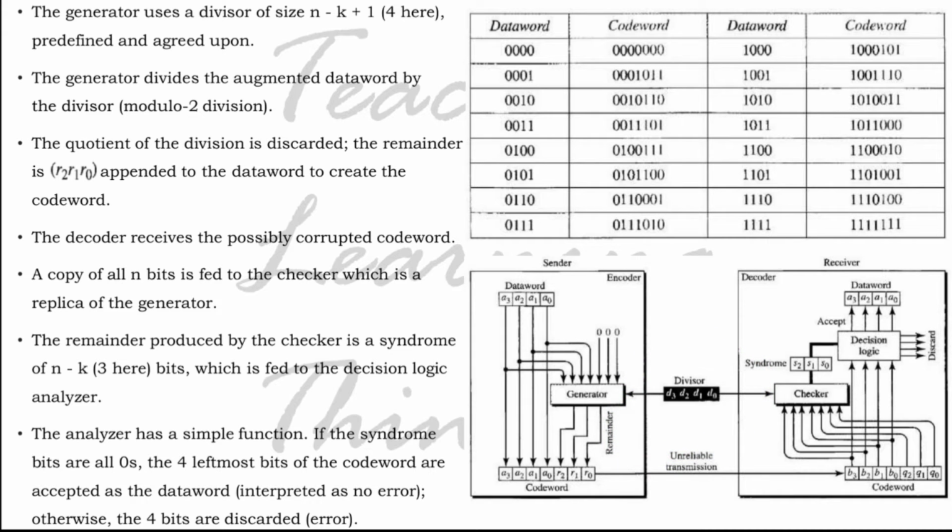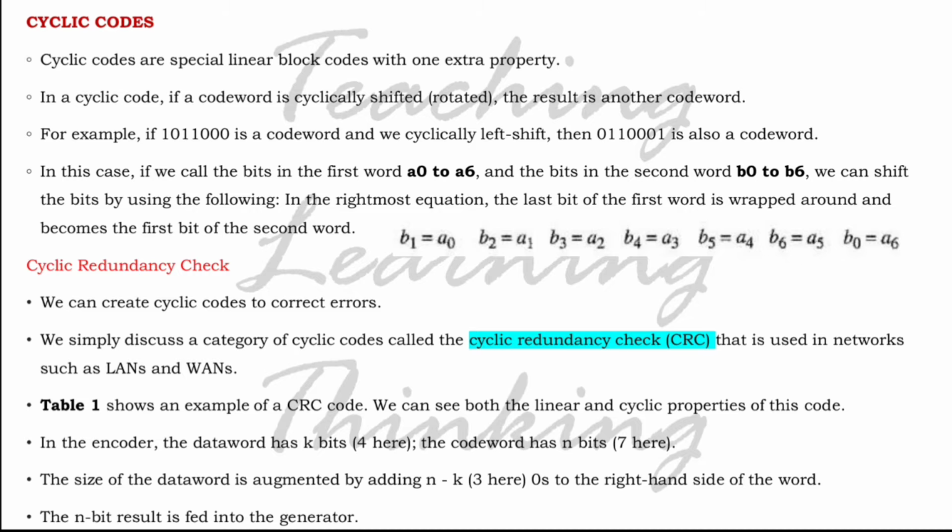So this is divided here, and this code word is transmitted to the decoder, and the decoder will receive B3, B2, B1, B0, Q2, Q1, Q0, and there will be a checker function, and the checker function will check the divisor and the code word. So it will generate a syndrome of S2, S1 and S0, and there will be a decision logic. If the syndrome is all 0, then the data word is accepted. If it is not, then the data word is discarded. So this is the overall working of cyclic redundancy check.